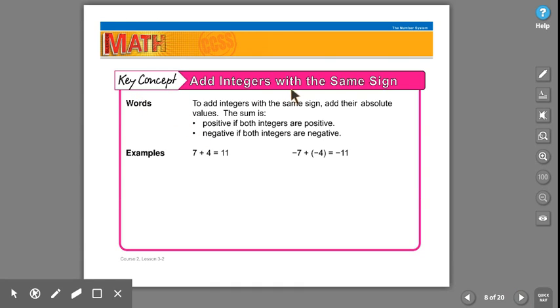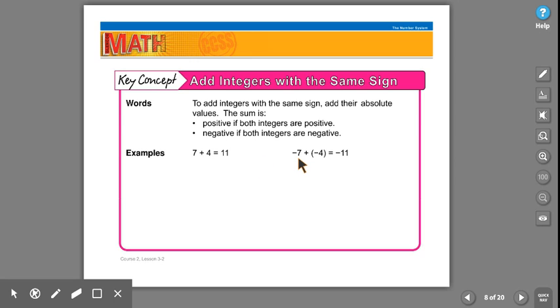Key concept, add integers with the same sign. To add integers with the same sign, add their absolute values. The sum is positive if both integers are positive, and negative if both integers are negative. So if you're adding 7 plus 4, they have the same signs, they're both positive. So you would add the absolute value of 7, which is 7. Absolute value of 4 is 4. So 7 plus 4 is 11. Since they're both positive, the answer is going to be positive.